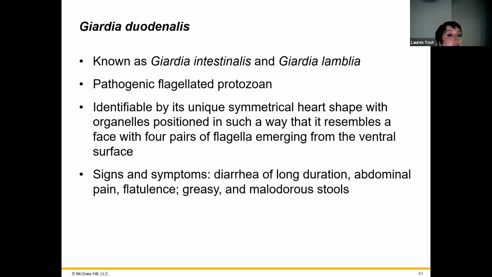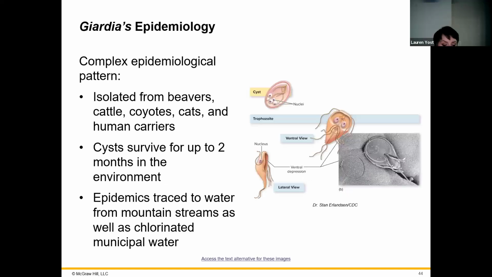Signs and symptoms, diarrhea that is chronic. You also have abdominal pain, a lot of flatulence, and then greasy, malodorous stools. And this can go on for years. It can also become part of your gut biome, and then you can transmit it to other people without even knowing it. This is a protozoa that does have a cyst and a trophozoite form.